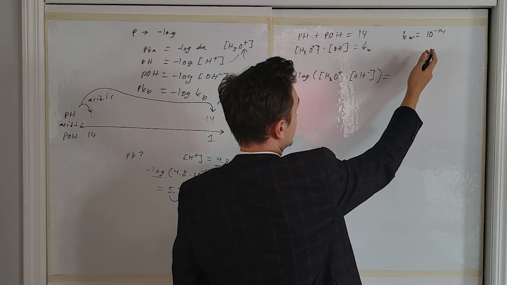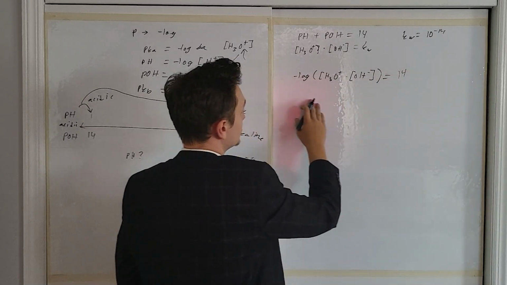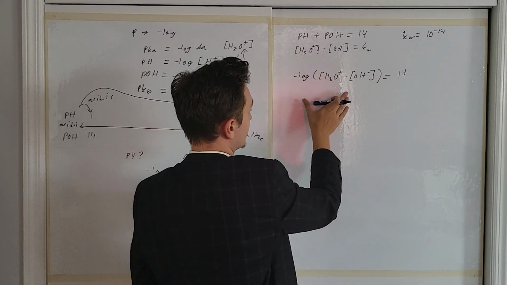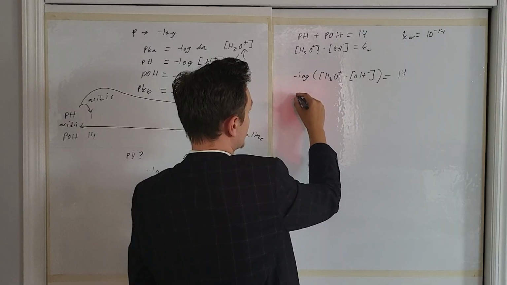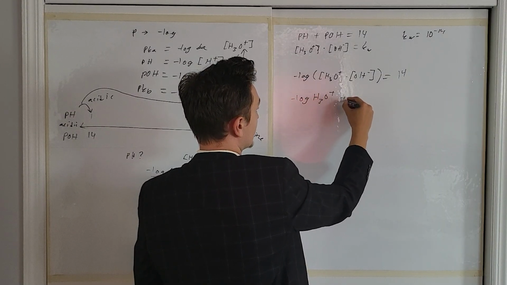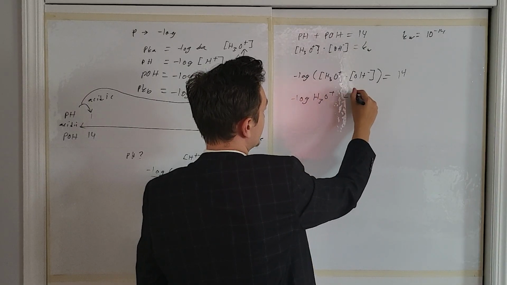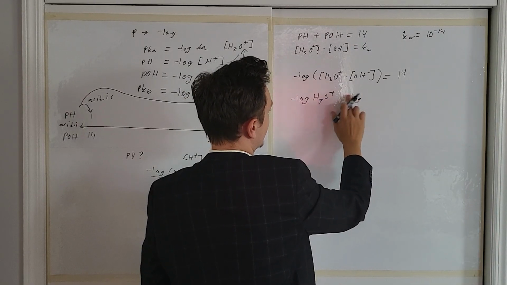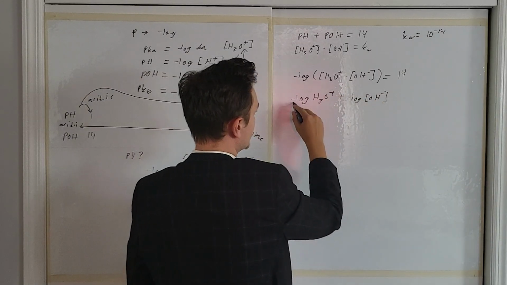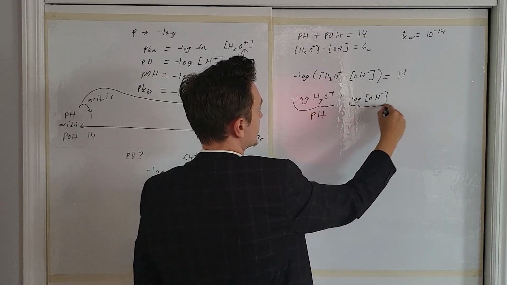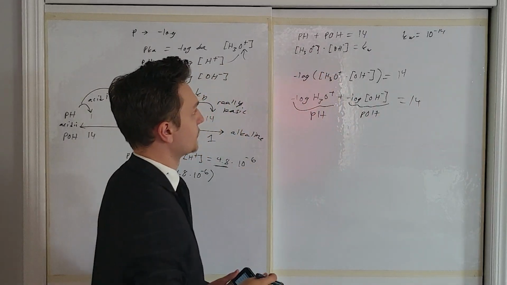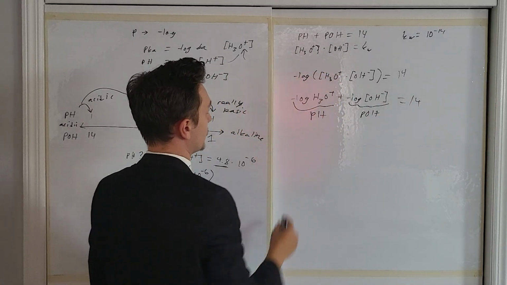The negative log of 10 to the negative 14 is 14. Because of my log rules, multiplication inside of a log can separate out into two separate additions. So this is equal to the negative log of H3O plus, plus the negative log of OH minus. And this is pH, this is pOH, equals 14. So these are really two of the exact same equation, but sometimes it would be useful to use one or the other.